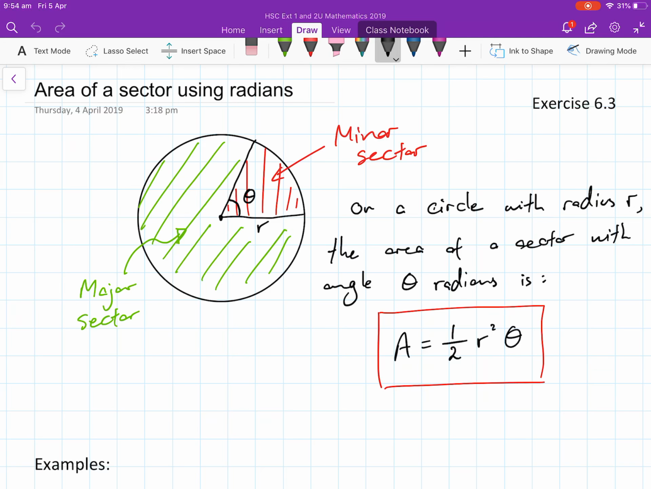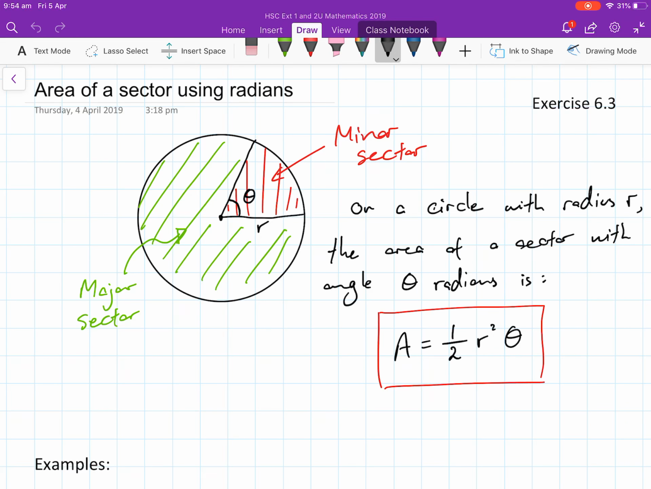We are talking about the area of a sector that we're going to use radians for. So we've talked about the length of an arc. And just a reminder, the sector is essentially like a piece of cake, the way that you cut a cake in slices or a pie. So you can see the diagram here.